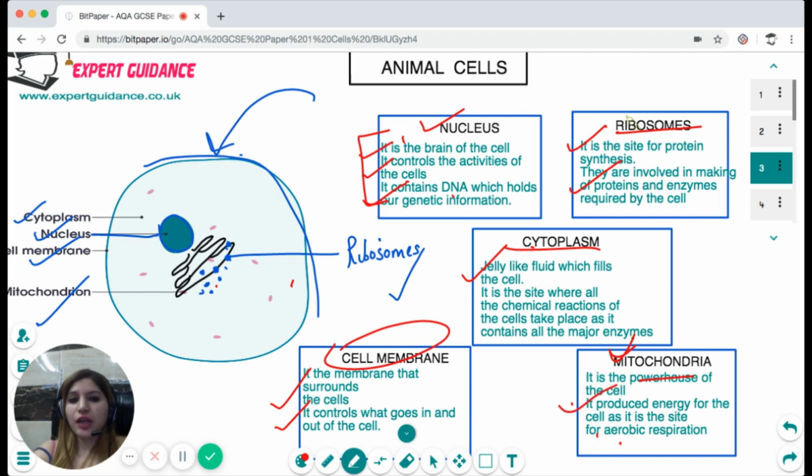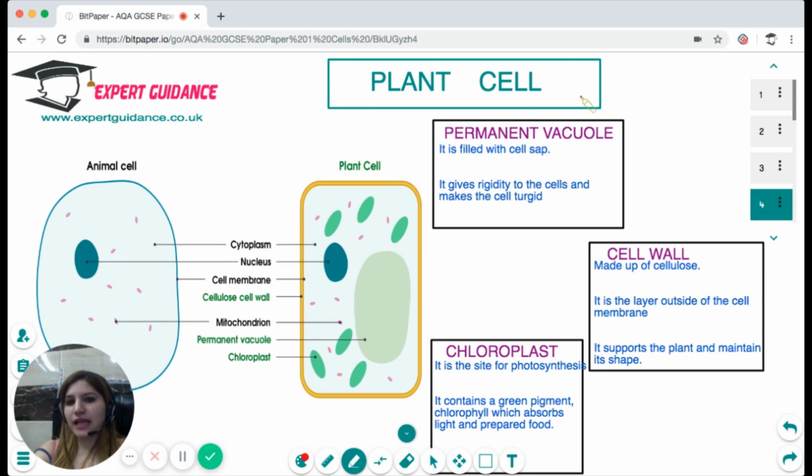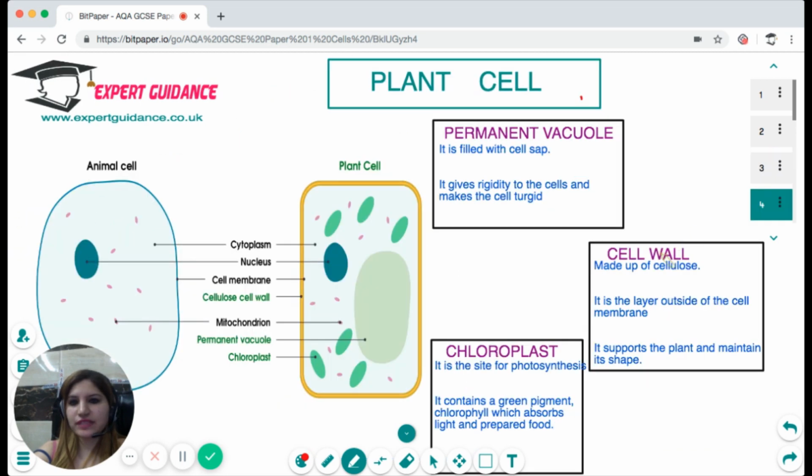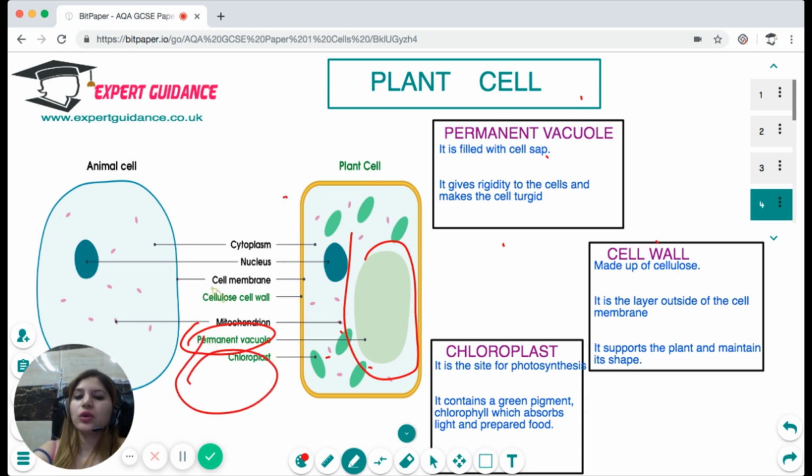Okay, so I hope you know the function of each of these organelles. And you should be able to label them. If any cell is given to you, you should be able to spot where's the nucleus, where's the cell membrane, where's the mitochondria. Next is the plant cell. Now the plant cell has all these organelles which we have just discussed in the previous slide, except it has three extra organelles which are just found in a plant cell. This is a big, large permanent vacuole. These green structures are called the chloroplasts, and outside the cell membrane there's an extra layer called the cell wall.